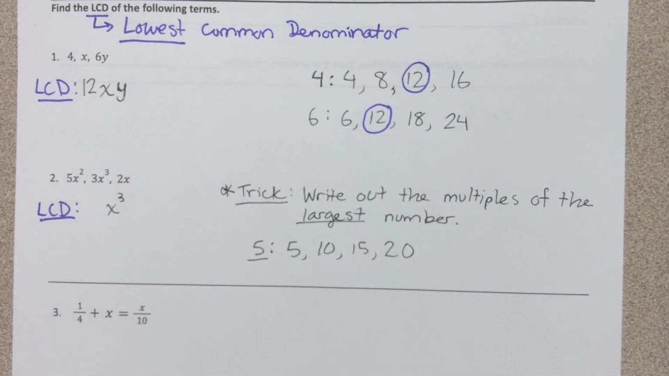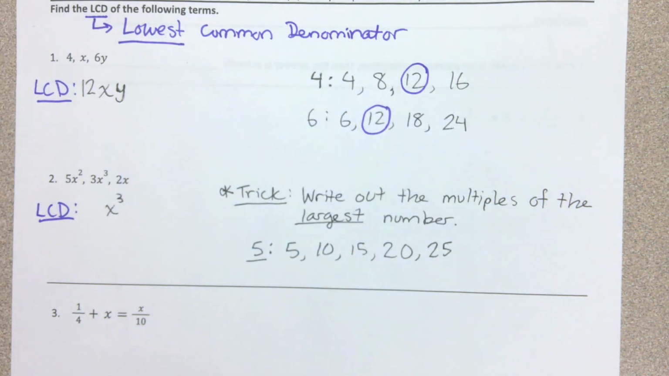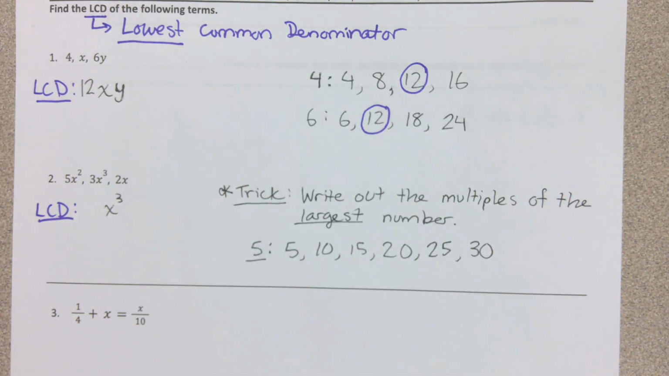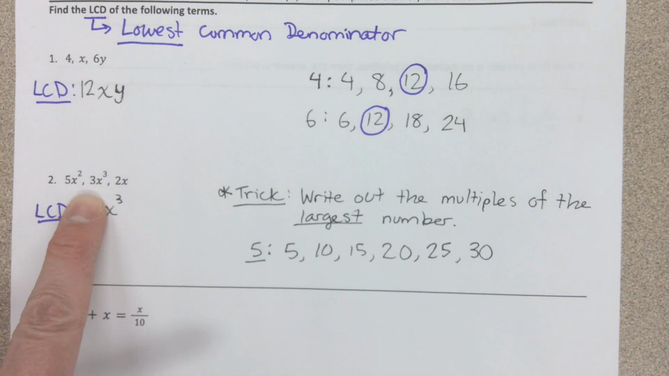So I'm not at the LCD yet. Let's keep going. 25 does not work for either of those numbers. 30. 30 divided by 2 is 15. 30 divided by 3 is 10. 30 is going to be my number.